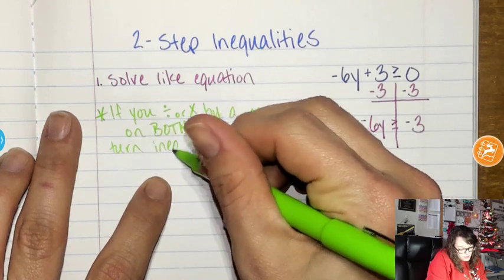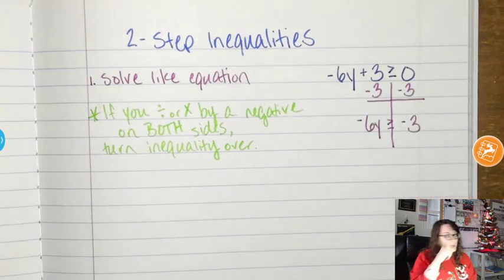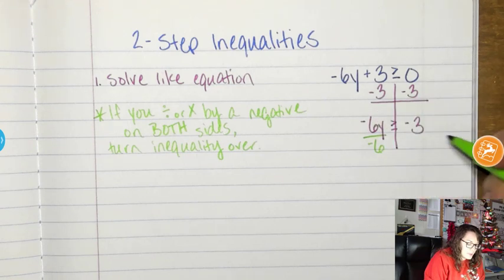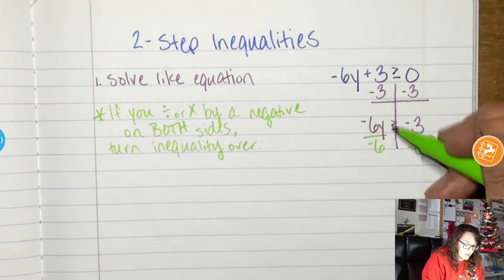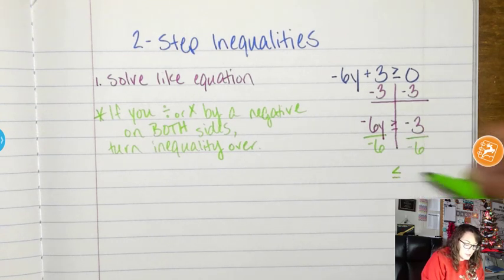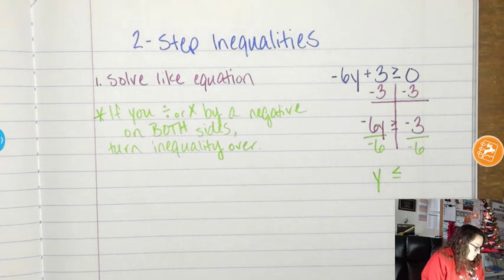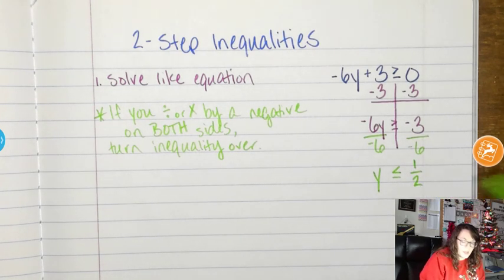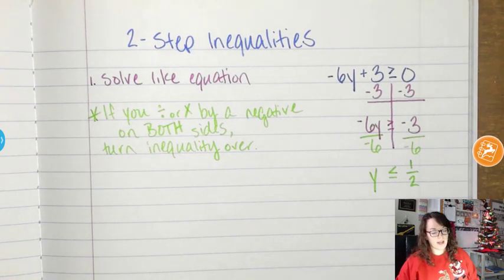Turn the inequality over. Same thing I said yesterday, you're basically oppositing. When we divide this by negative 6, that's opposite. Divide by negative 6, that's going to be an opposite. The opposite of greater than or equal to is less than or equal to. Then 3 divided by 6 is 1/2. So y is anything less than or equal to 1/2.